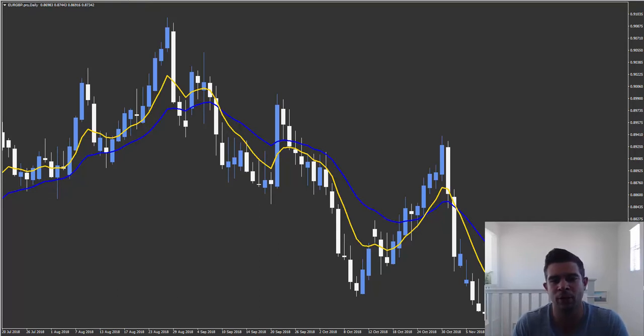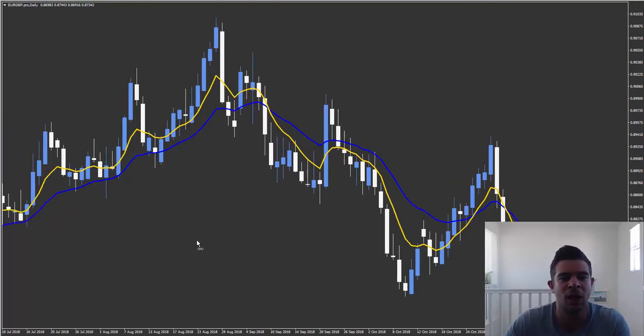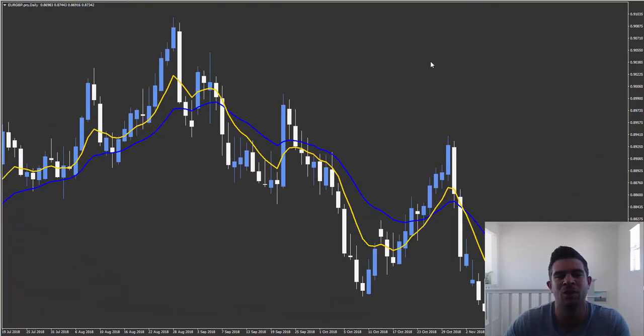So on the screen in front of you, I've got a basic daily chart. It's the euro pound, and I've used this for a good reason because I've got an upward trend to work with and a downward trend to work with and a nice change in trend.